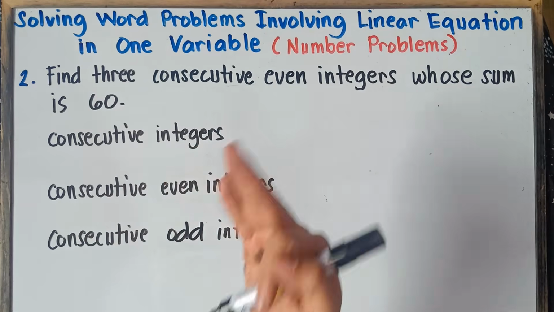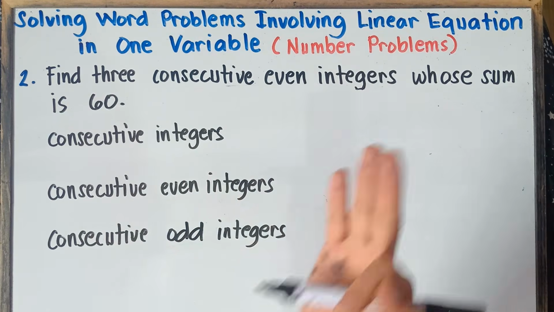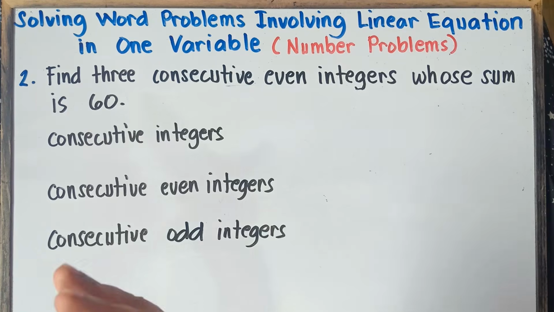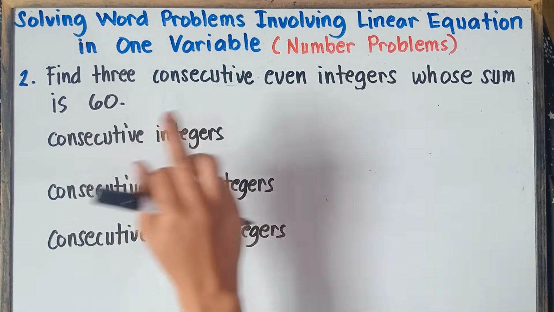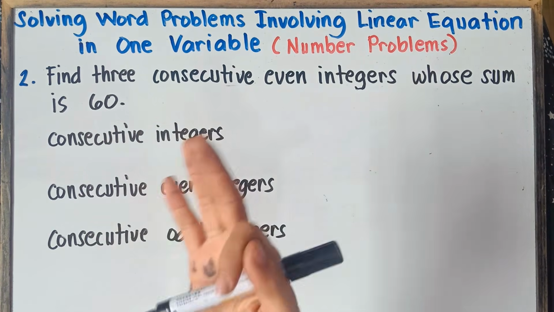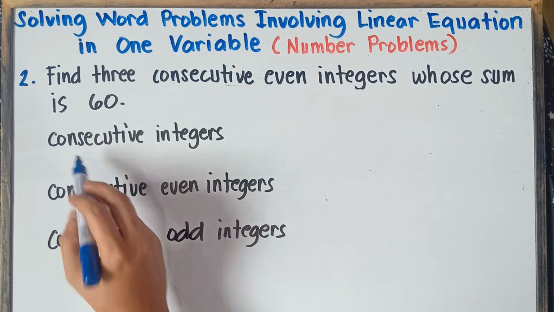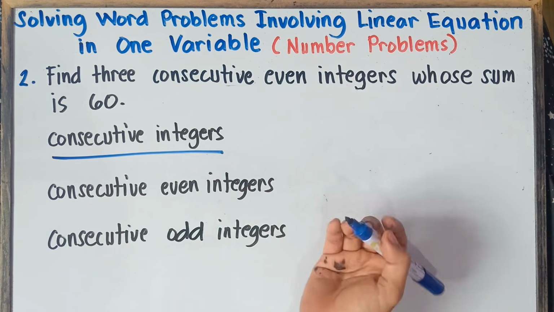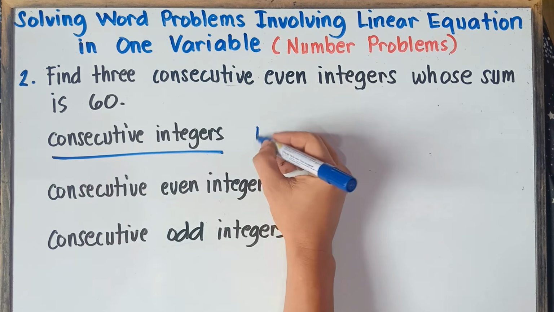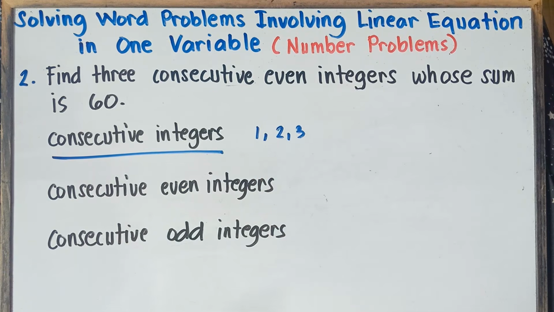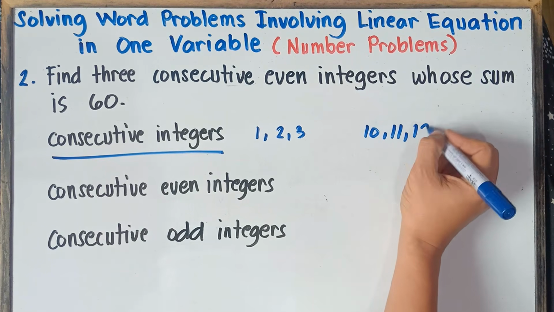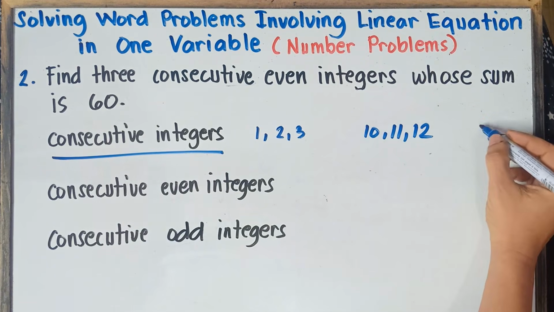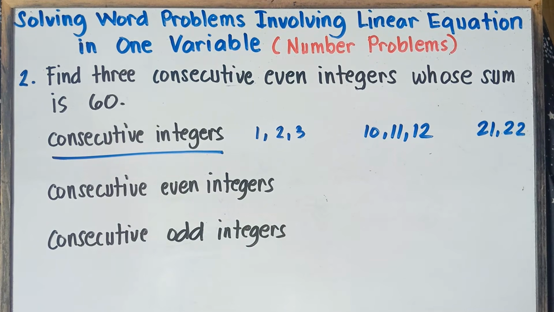Find 3 consecutive even integers whose sum is 60. So we're looking for 3 consecutive even integers in which their sum is 60. Once again, class, for example number 1, we talked about consecutive integers, right? For example, 1, 2, and then 3. We can call that consecutive integers. 10, 11, 12, we can call that consecutive integers. Another example, 21 and then 22.